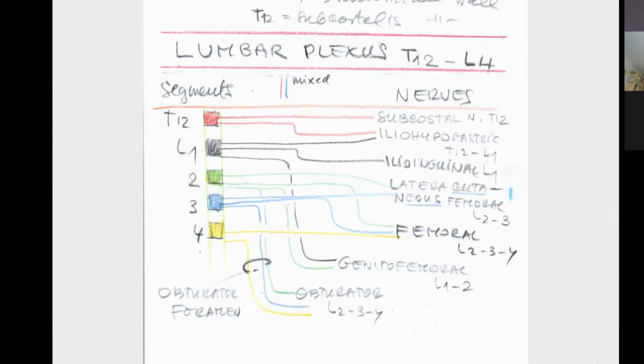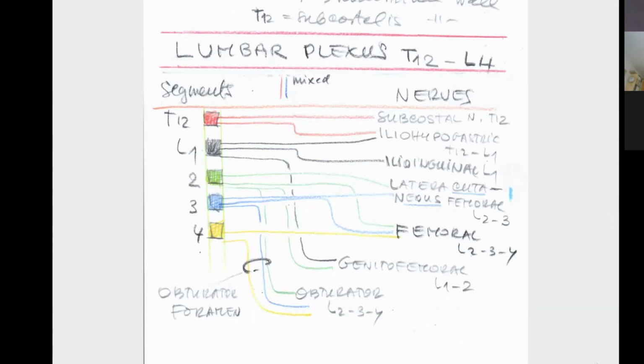Then the largest nerve of this lumbar plexus, the femoral, with segments L2, L3, L4, and you can simply follow the lines. Green is from segment L2, blue from L3, and yellowish from L4. Genitofemoral is from segments L1, L2. Genitofemoral has a femoral portion and a genital portion, and the small genital portion also passes through the inguinal canal. And finally, through the obturator foramen pass the fibers forming the obturator nerve, segments L2, L3, and L4.